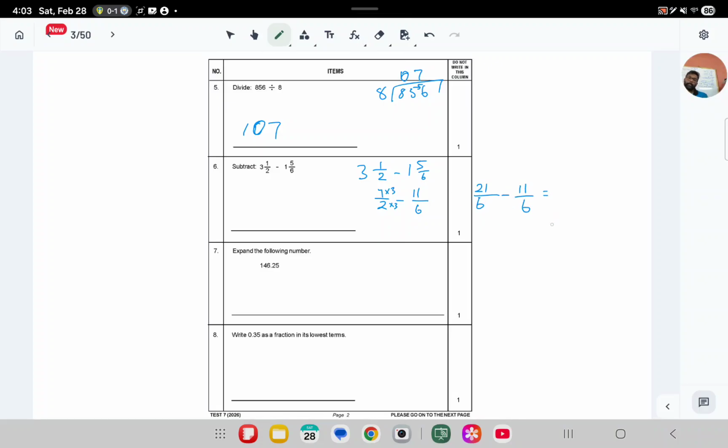The denominators are the same, so all we need to do is to take away the numerators. So 21 take away 11 is 10 over 6. Alright, which is the same as, well, this could simplify to 5 over 3, which is the same as 1 and 2/3.